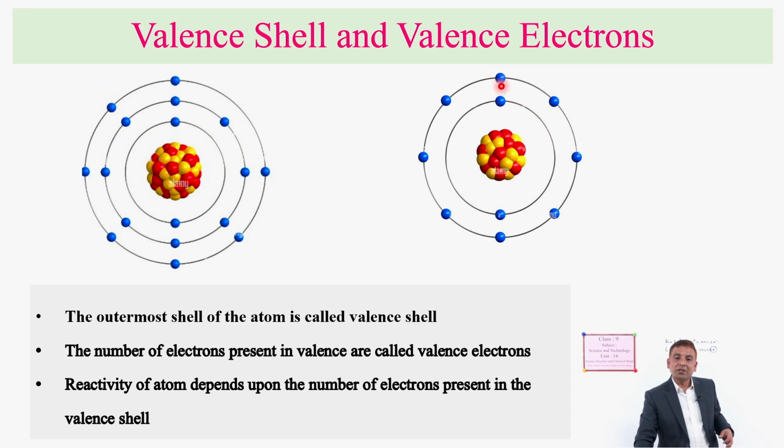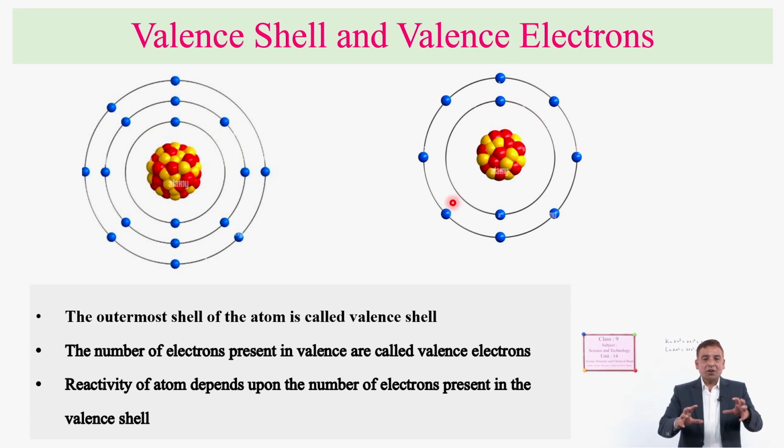Just count 1, 2, 3, 4, 5, 6, 7 and 8. So altogether how many valence electrons do you find here? 8. Why are these electrons called valence electrons? Yeah, because these electrons are present at the valence shell. Why is this shell called the valence shell? Yeah, because this shell is present at the outermost orbit or outermost part of this atom.